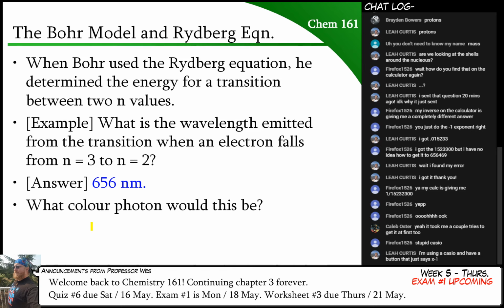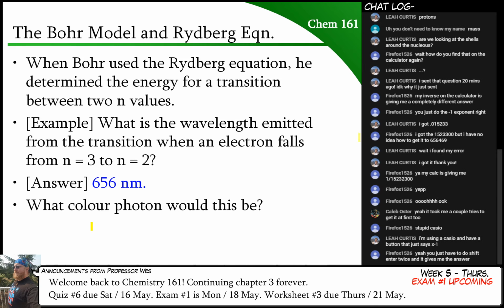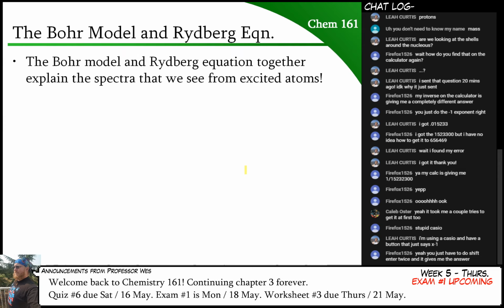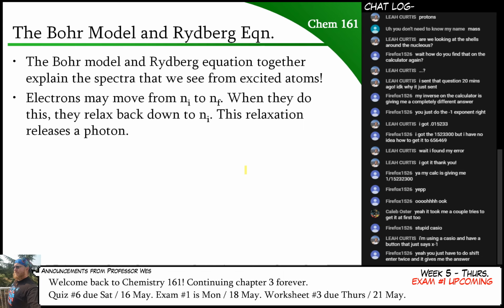Alright, what photon is this? Well, if we scroll all the way back and we look at the spectra, we would find that the 656 nanometer is the red one. And so to summarize, before we take our break, the Bohr model and our Rydberg equation together explain why we see all of these lines for specific atoms.